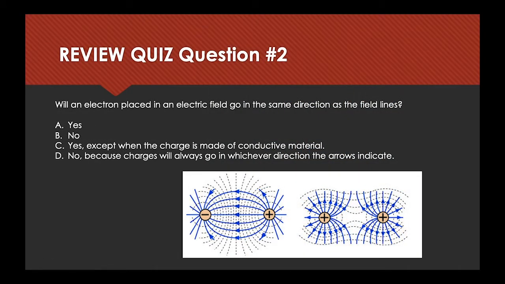And then we got our second review question. Will an electron placed in an electric field go in the same direction as the field lines? So pause the video and try this one out for yourself.